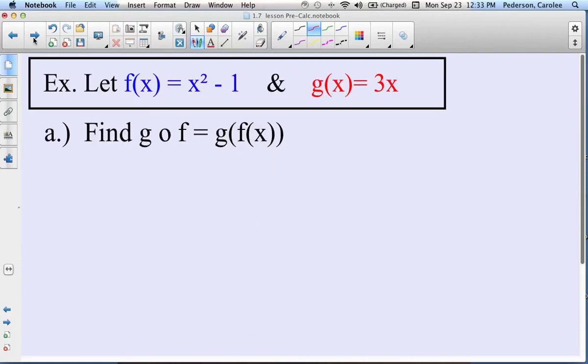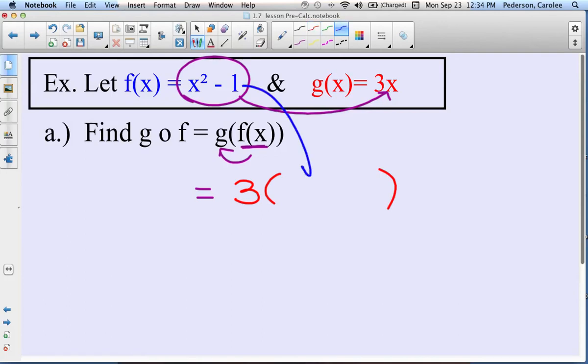Next example, we want to find the goth. So we're going to go the opposite. We're going to evaluate for g of f of x. So we go to the innermost parentheses first, f of x, and we're going to evaluate it into the g of x function. So imagine taking this blue function and substituting it in right here. So I say equals, the 3 stays as it is, and now I'm going to replace it with x squared minus 1. Now I'm going to just clean it up, so I'm going to distribute the 3 through. 3x squared minus 3.